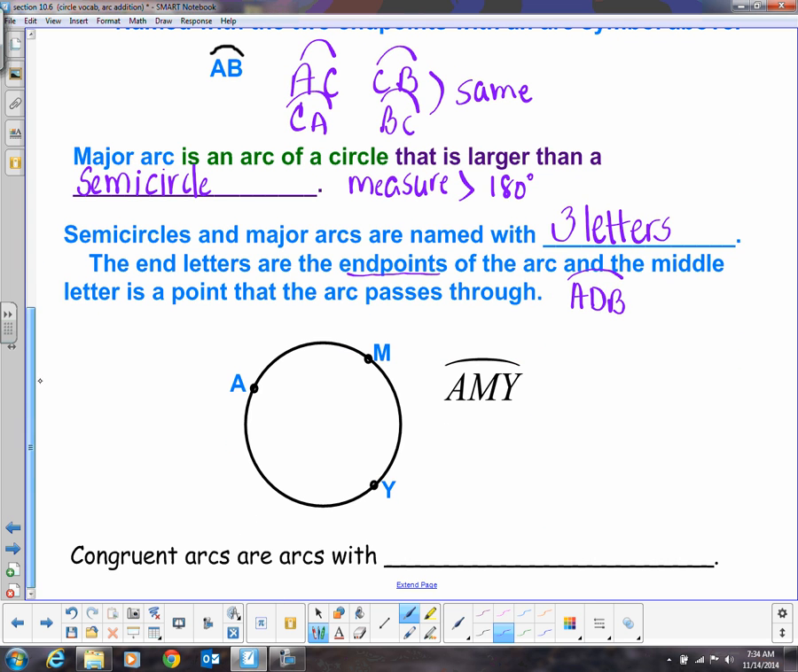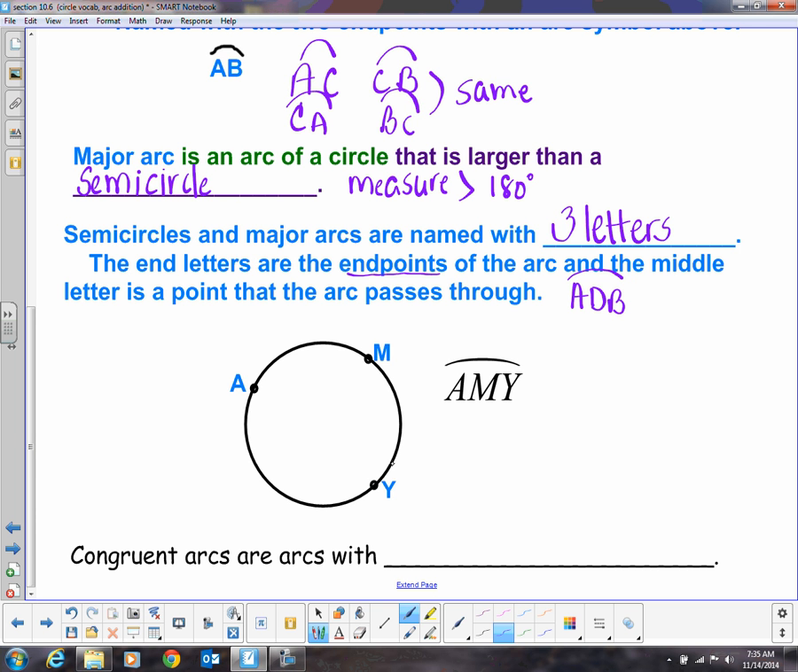So today you're just going to be playing with all sorts of circles. Here's an example. AMY is greater than 180. So one of the things you need to do is be able to recognize a major arc from a minor arc from a semicircle.